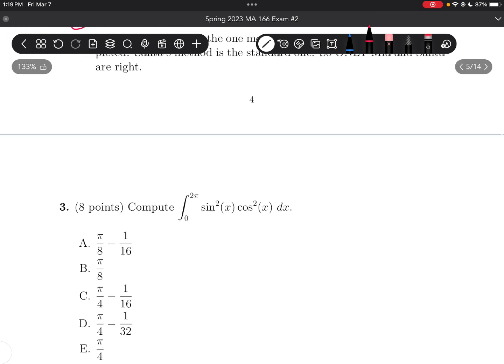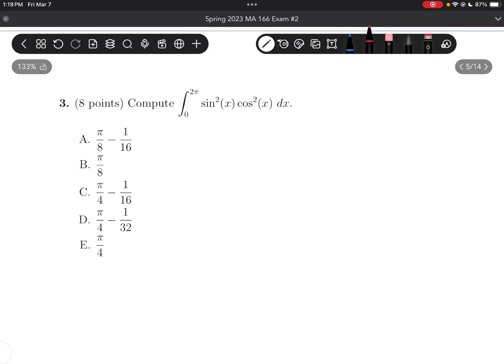Moving on to question 3. Question 3 says, compute the integral from 0 to 2 pi of sine squared x times cosine squared x. One option when we see an expression containing sine and cosine is to use u substitution and set u equal to either sine x or cosine x.